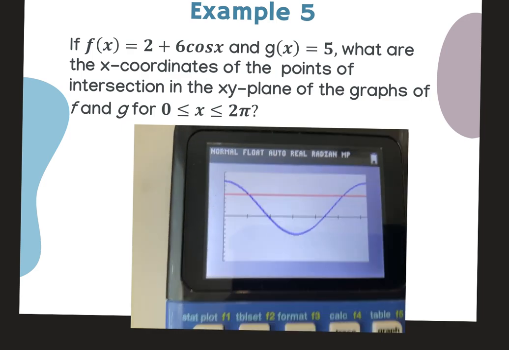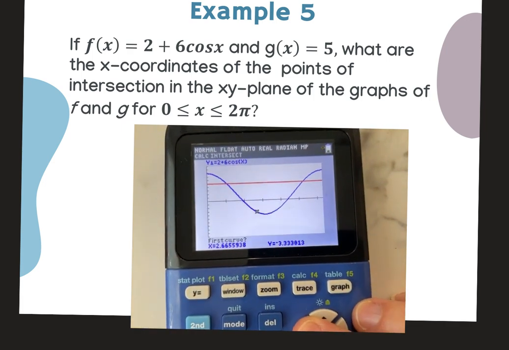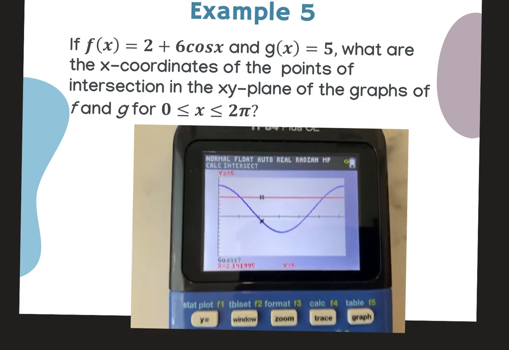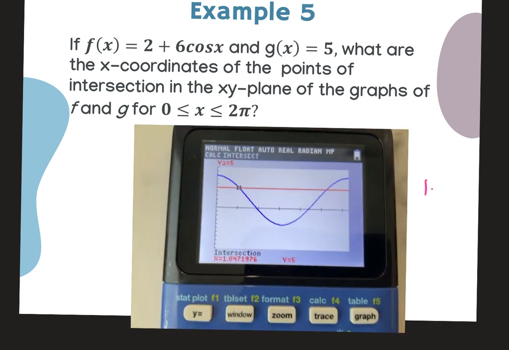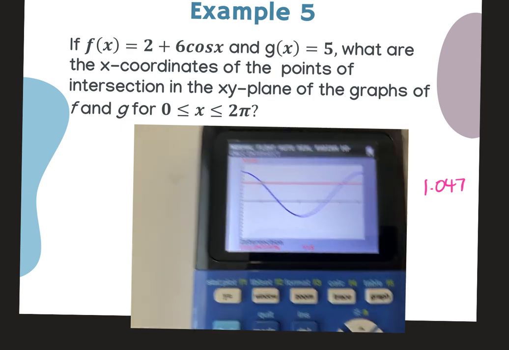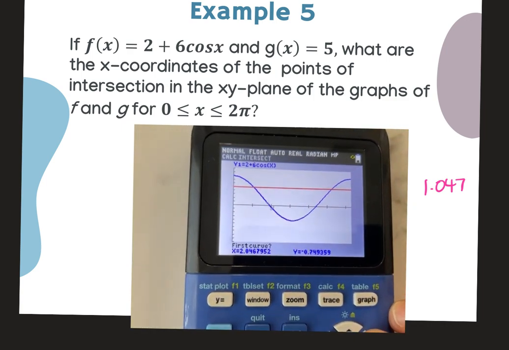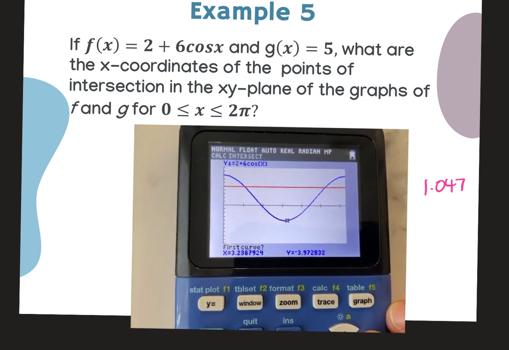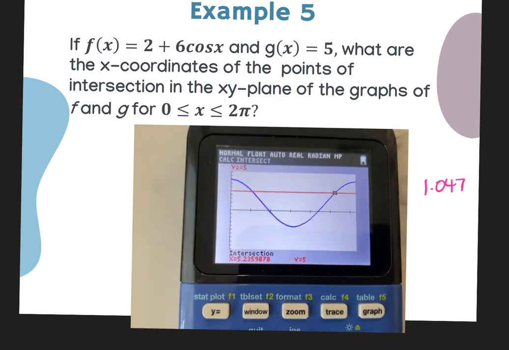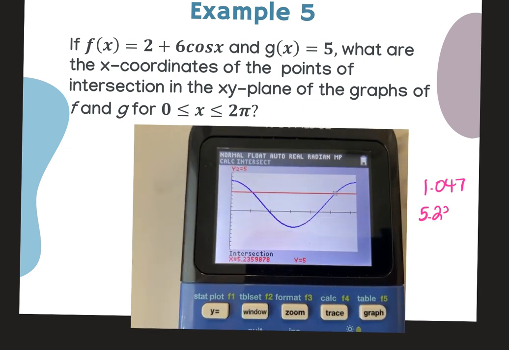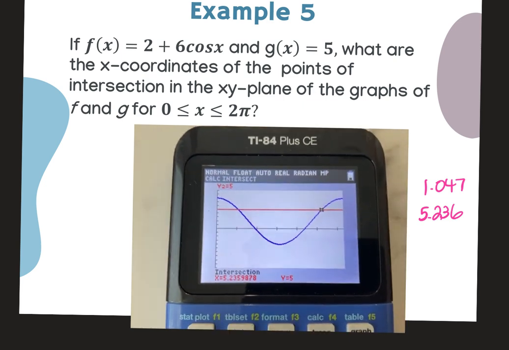And it says, what are the x coordinates of the points of intersection? So second trace, go to your intersection. I'm going to go closer to the left one. That's the first point, which is 1.047. And then second trace, intersect, go closer to the second one. And there's my next one, 5.2359, so 236. That would be your 2 points of intersection, 2 x coordinates.